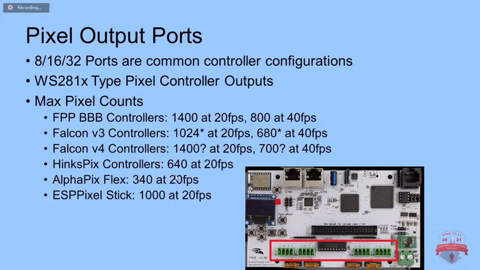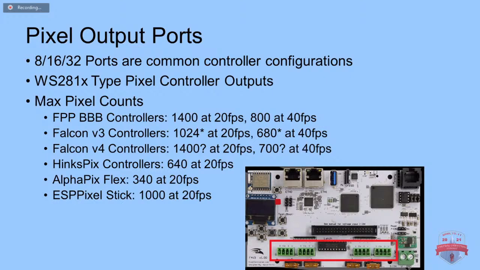And then with these controllers, we also need to think about the number of pixels we can put on the controller. Depending on whether you're running at 20 frames a second or 40 frames per second, that's a whole other debate, but I personally run at 40 frames a second. This determines how many pixels you can put on each port. The FPP BeagleBone-based and PocketBeagle is about 800. The Falcon is 680 if you're only using one port, and that's on the V3. The V4, I don't know the exact numbers, but it's supposed to be about the same as FPP, so 700 per port.